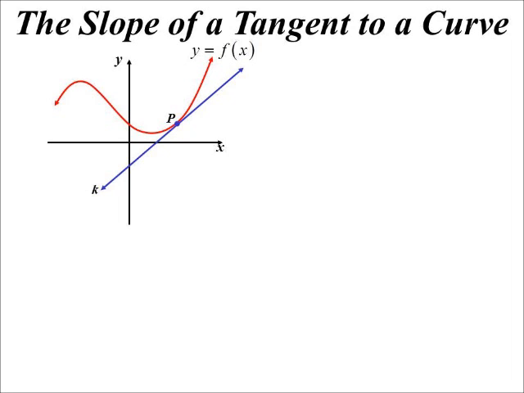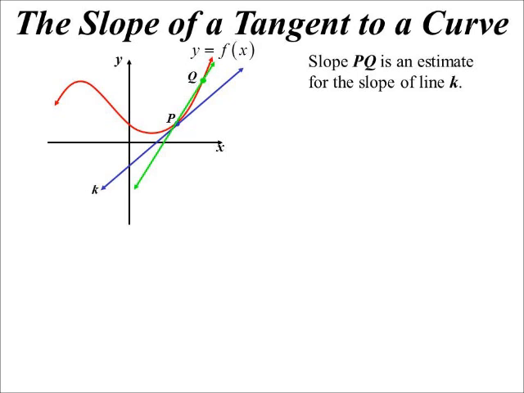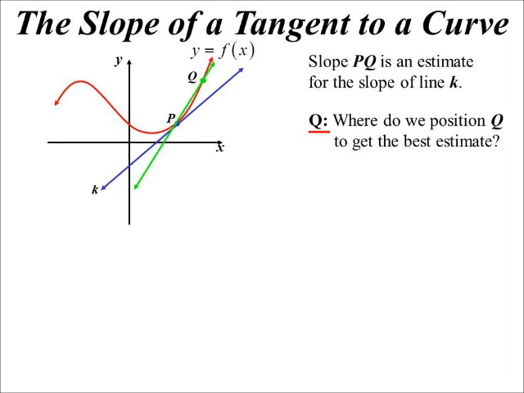Well, I could estimate, because I know the equation of the red curve. So I could place Q on the red curve and find the slope of the green line there and use that as an approximation for the slope of the blue line. Now obviously where I've placed Q there, that'll be a lousy estimate. Okay? But it would be an estimate for the slope of K. So where, and here's the question, where should we place Q to get the best possible estimate? We want Q as close to P as we possibly can.